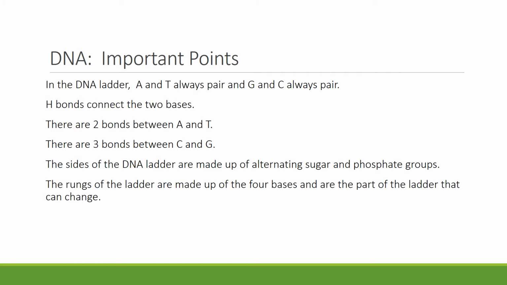The sides of the DNA ladder are made up of alternating sugar and phosphate groups, and remember the sugar is deoxyribose, and the rungs of the ladder are made up of the 4 bases and are part of the ladder that change. The sides do not change, but the bases of the rungs do change.